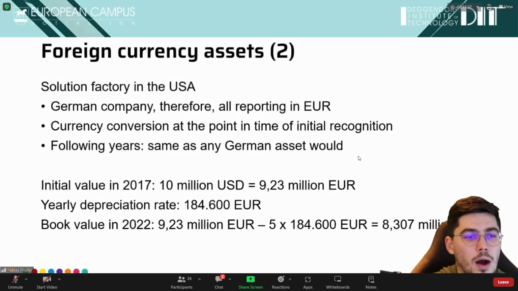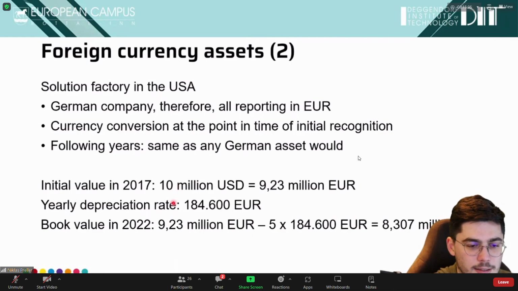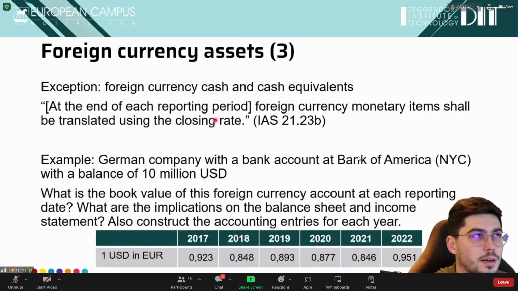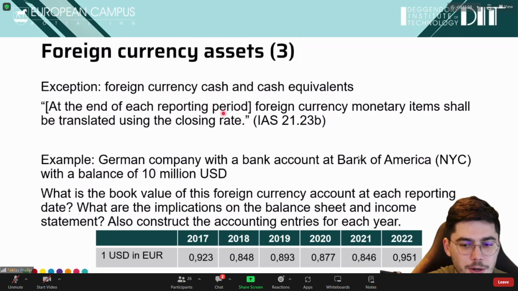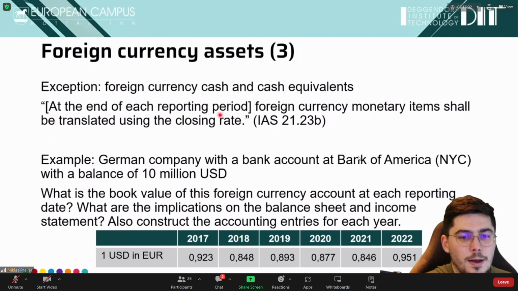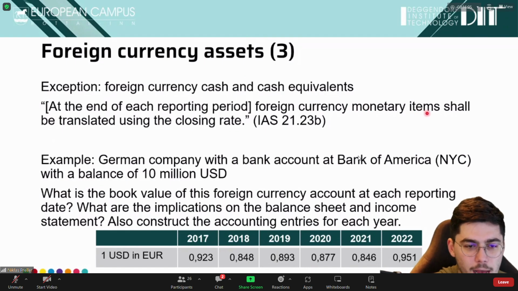Okay, so this case here is for a factory, a classical property, plant, and equipment asset. But there is another case here, and that deals with foreign currency cash and cash equivalents. And for that, there's a specific paragraph in the standard that says at the end of each reporting period, at the end of the year for us, a foreign currency monetary item shall be translated using the closing rate.